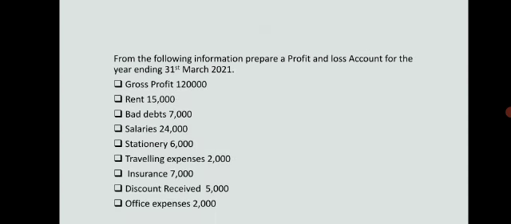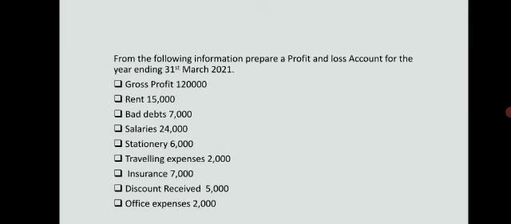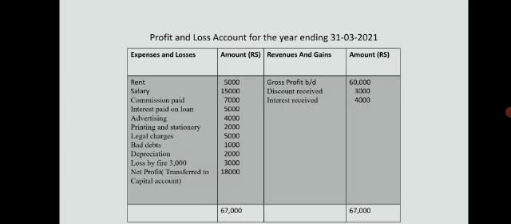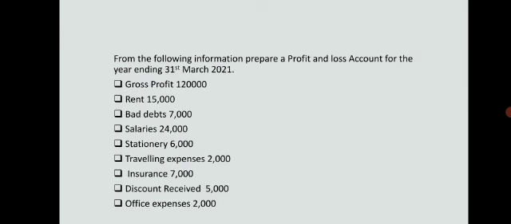So here there is one problem for exercise. From the following information, prepare a profit and loss account for the year ending 31st March 2021. I have given different items. By following the same procedure that I have told in today's class, you are supposed to solve the problem, which we will see in the next class.